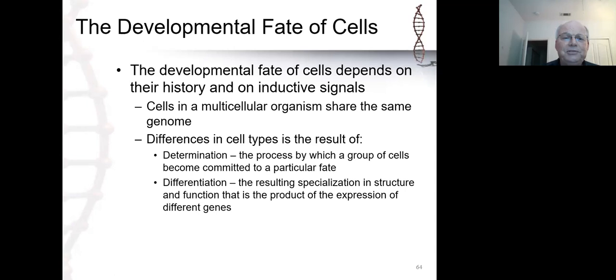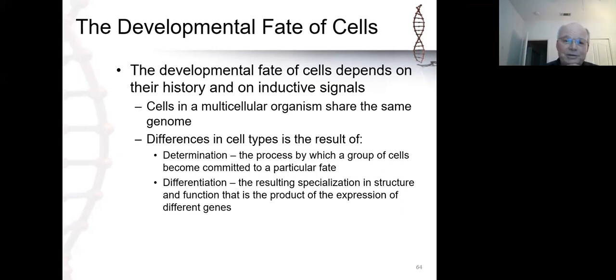And the two processes that explain that are referred to as determination, which basically tells the cells where they are in 3 dimensions in the body of the organism and therefore what structure they're participating in. And then differentiation, which tells them specifically what type of cell they're going to become because of their position within that structure.